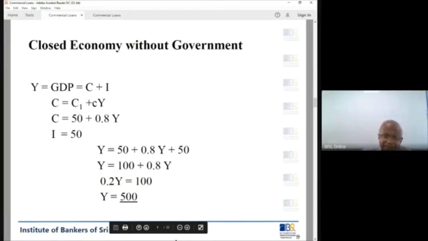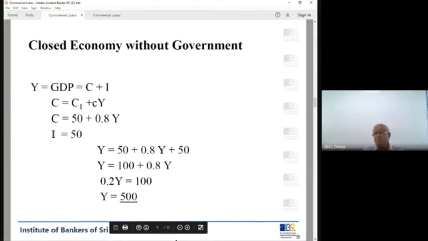For example, if y is 0 in this equation, then 0.8y is 0. As a result, C equals 50. Now we can define this autonomous consumption. What is autonomous consumption? The consumption level when income is 0, y equals 0. That is called autonomous consumption. That part of consumption which is not a function of income, independent of income.